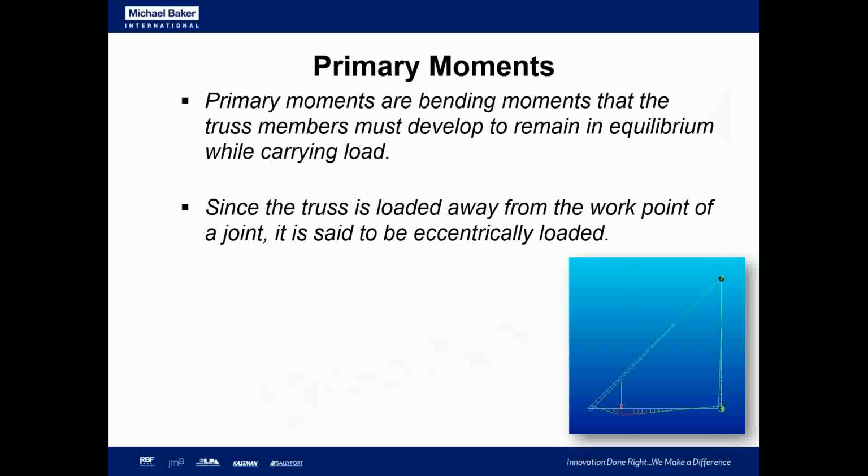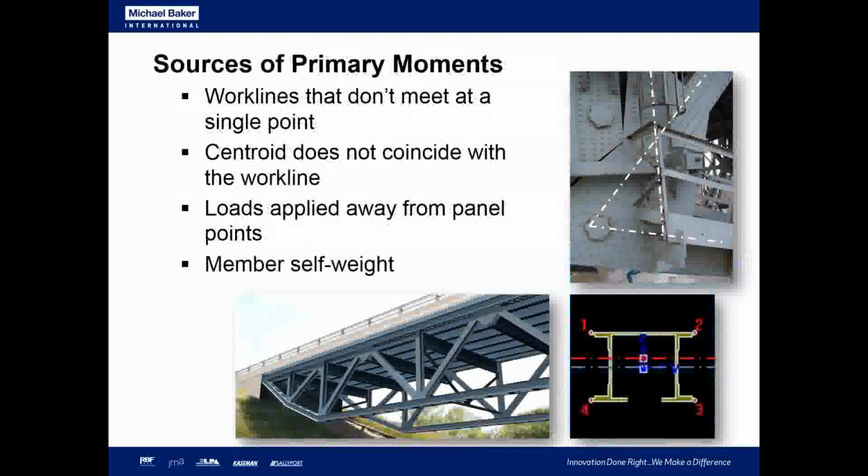So here are some common sources of primary moments in truss bridges. One is work lines of members that, just due to the geometry of the actual bridge, particularly near connections, don't meet at a single point. As shown in the top right here, this is a joint of a truss bridge between a cantilever and suspended span, and you can see the work lines of the members shown in the white dashed lines don't meet at a single point, which actually induces a pretty significant moment.